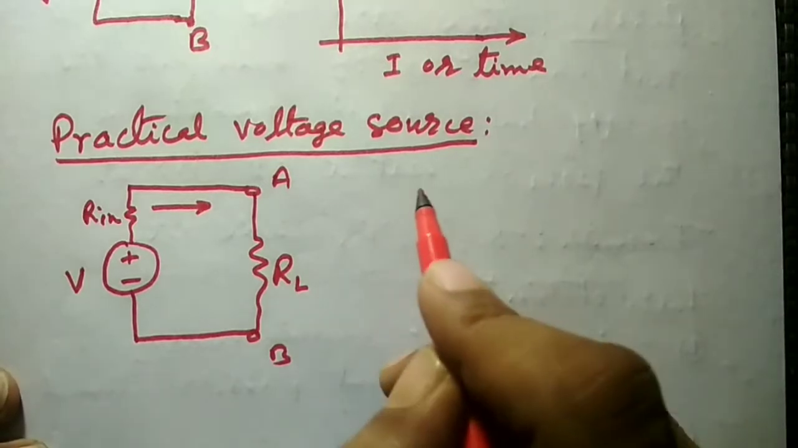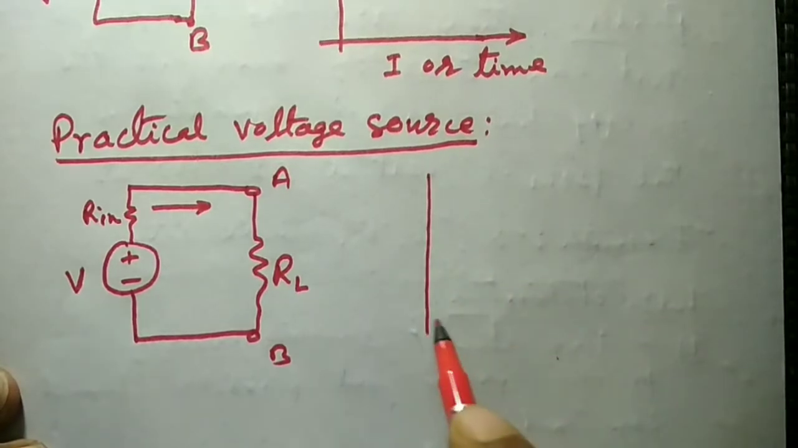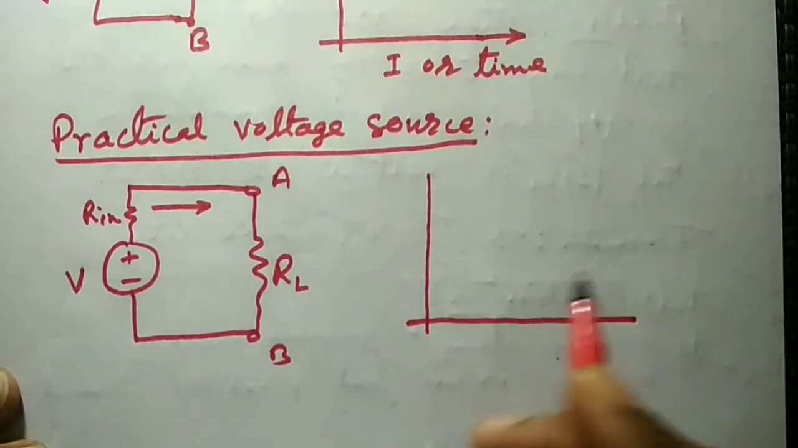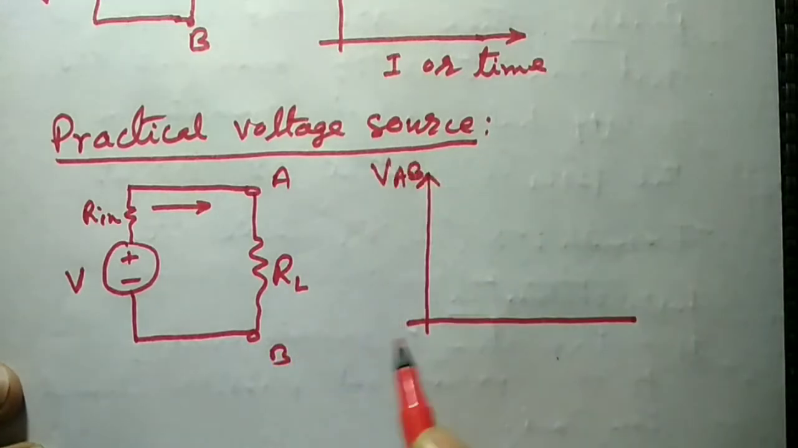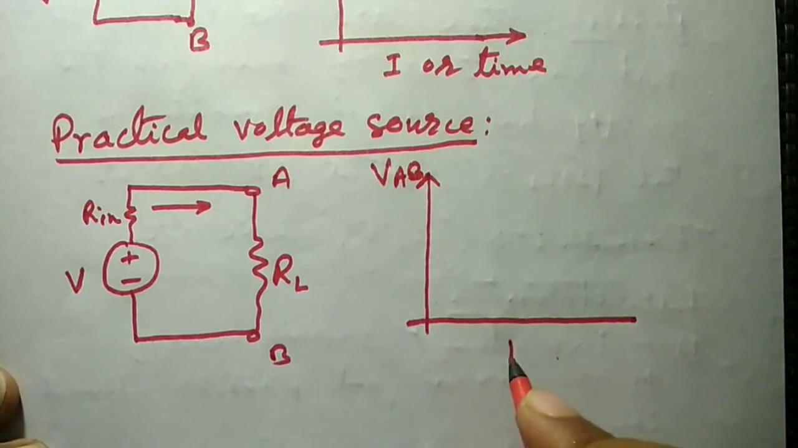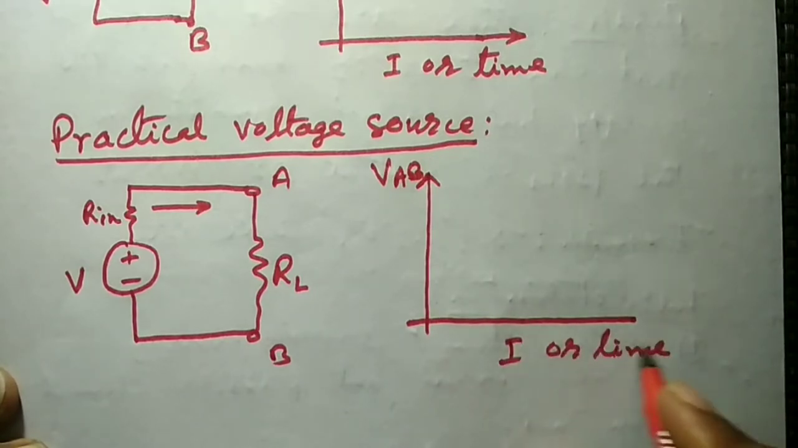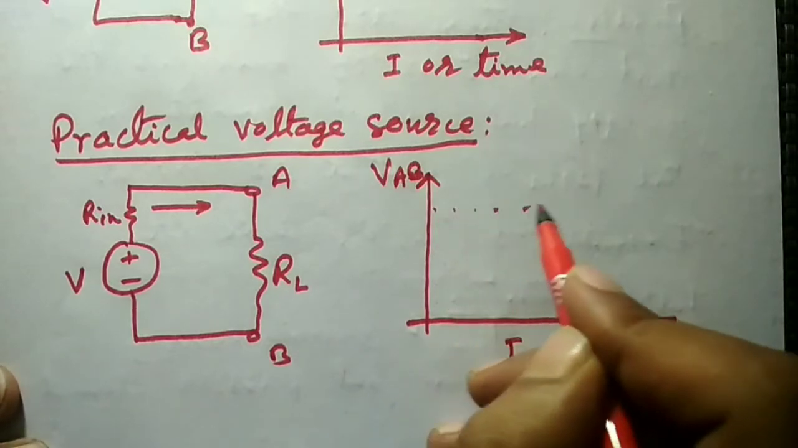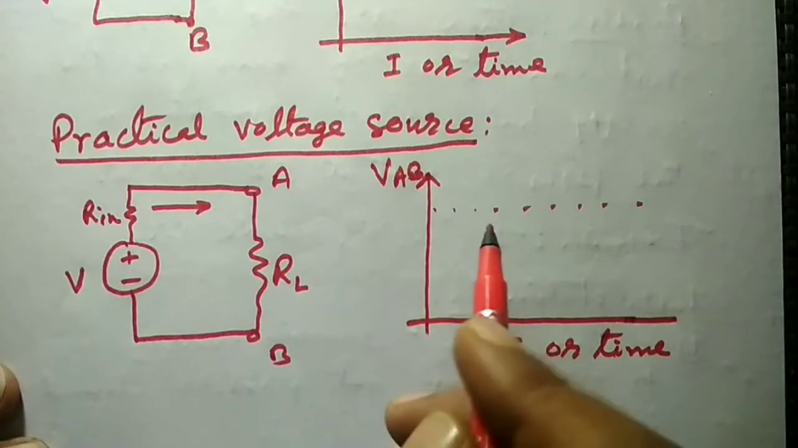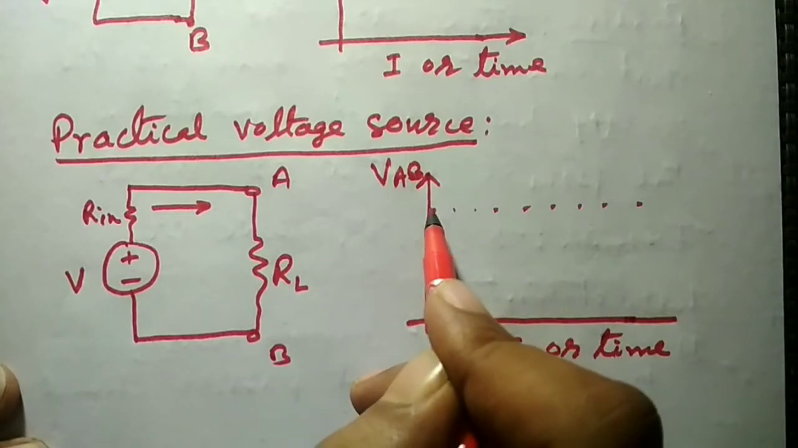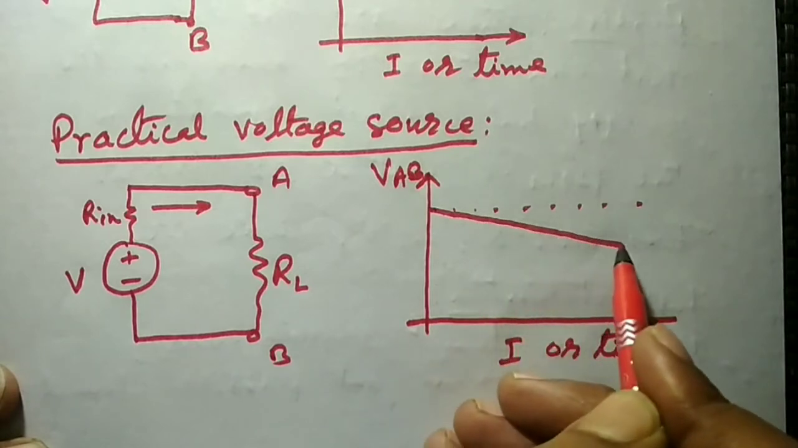So if we want to draw the characteristics of a practical voltage source, VAB is the voltage across the load terminal, and in the x-axis we represent current or time. So you can notice that if the load resistance is increased, if the current is increased, then the voltage across the load is gradually decreased.